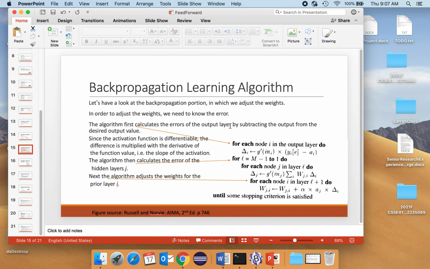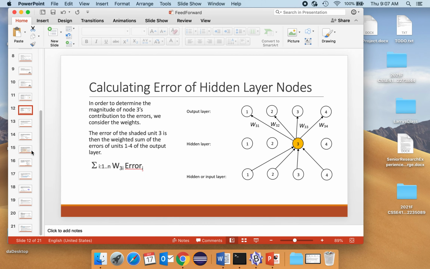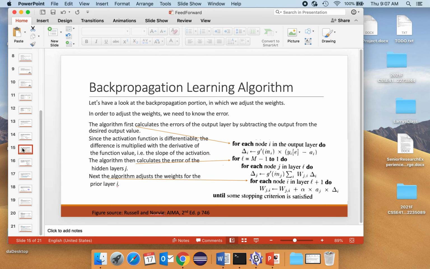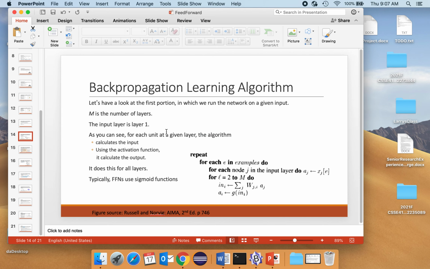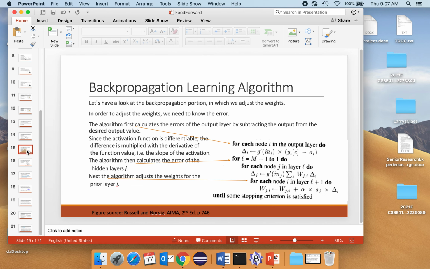Now let's go to the portion of the algorithm that I explained earlier, like in this slide over here. Let's see whether we can understand that. For each node at the output layer, we calculate the error. Like I said, we look at the desired output and we subtract the actual output. The actual output is this one over here. Now we multiply this with g prime of in_i, the input to that unit.